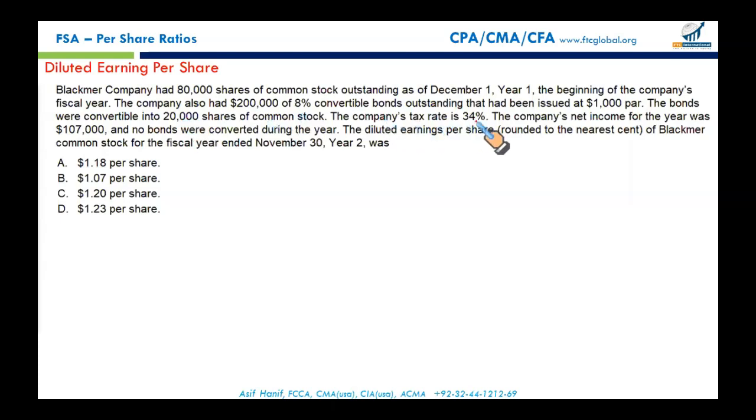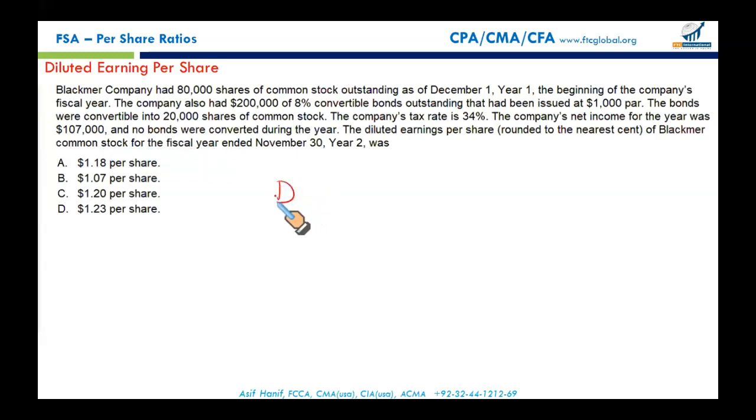The company's tax rate is 34%. The company's net income for the year was $107,000, and no bonds were converted during the year. The diluted earning per share of Blackmar Company for the fiscal year ended November 30th, year 2.